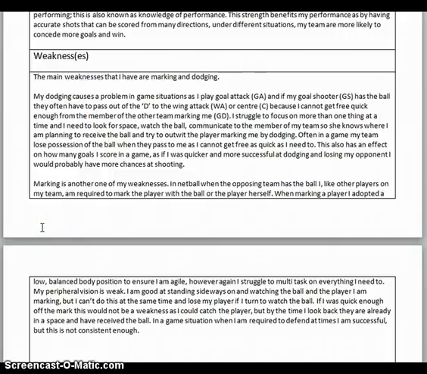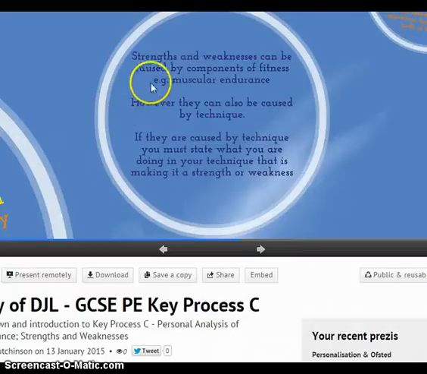What components of fitness might affect your strengths and weaknesses? If we go back again, we could look at how some of these components of fitness, such as muscular endurance, can be affecting your strengths, and you need to make sure that you talk about that within your text. Remember, we're looking for a high level of detail and identification so that you can actually get the maximum amount of marks.